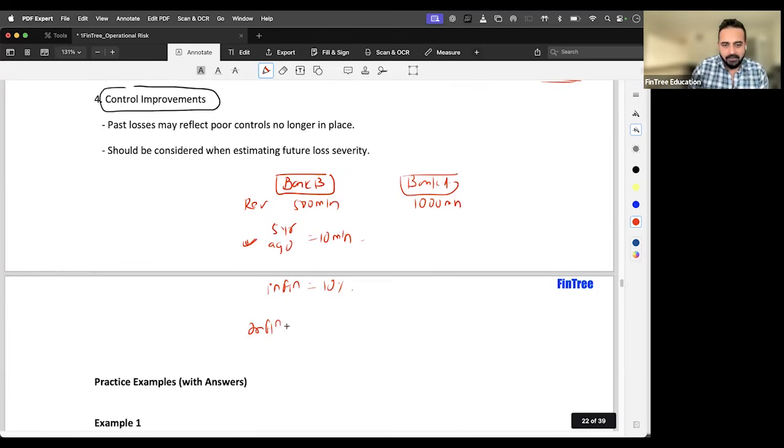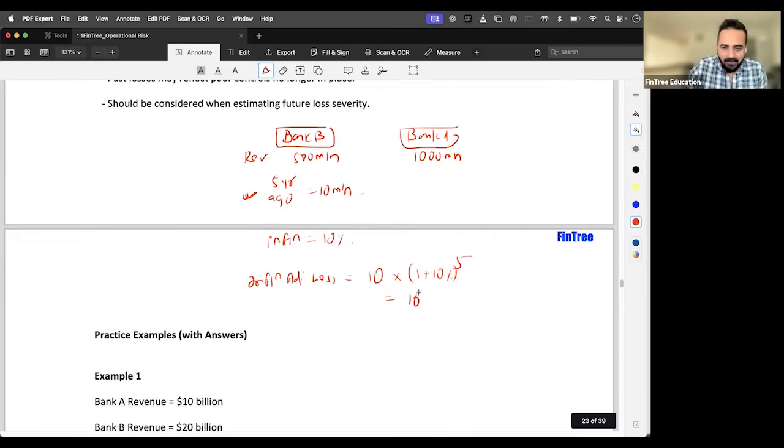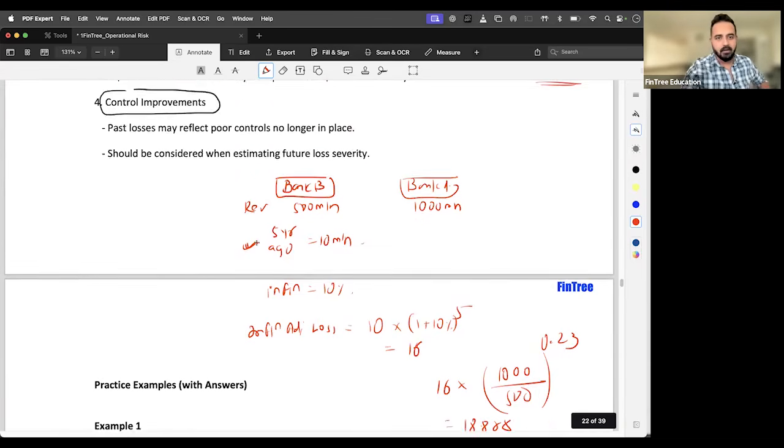So what would be an inflation adjusted loss? It will be 10 million loss multiplied with 1 plus the inflation rate over a period of 5 years. 1.1 raised to 5 into 10 gives me a loss of 16 million. Then I will take this 16 and do the proportionate calculation, which is 1000 divided by 500, but to an exponent of beta of 0.23. So 2 raised to 0.23 multiplied with that should give me a loss of 18.888. Hopefully that gives you a little perspective on how to deal with this.